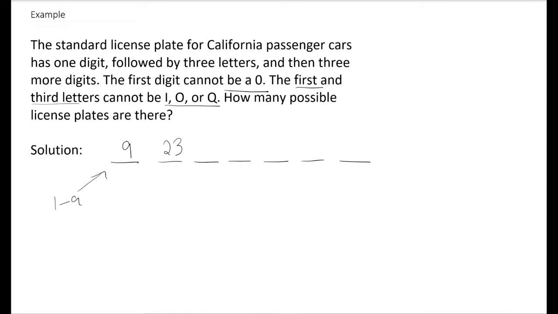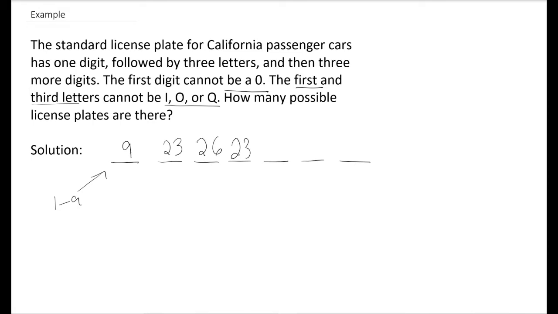Now it doesn't say that we can't repeat. So we could repeat. So there's a possibility of repetition here. So I could choose another of the same letter. It doesn't say anything otherwise. So in this case, for the next letter, I still have 26 letters left because I could use I, O, or Q. And I can repeat if possible. And then for the third letter, it says it cannot be I, O, or Q. So again, we have 23 possibilities.